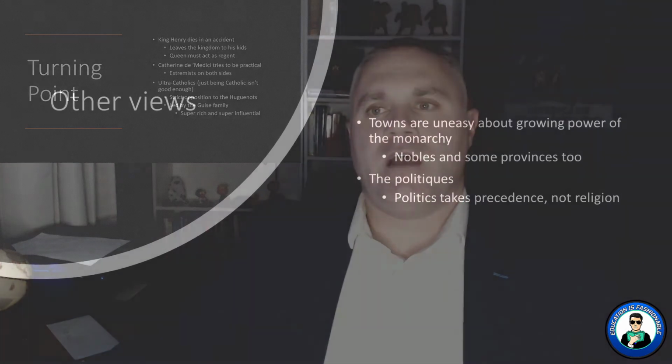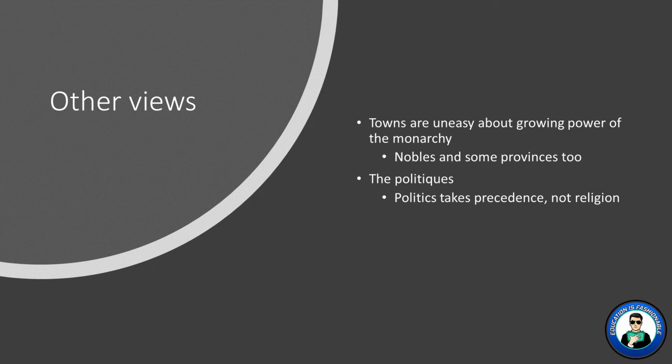Okay. So some other views too: towns are kind of uneasy about the growing power of the monarchy. Remember, since we were talking about new monarchies in our Renaissance chapter, it's this gradual accumulation of power to the kings, and it makes people uneasy. And of course, it's going to make the nobles uneasy too, because they're the ones having their power taken from them. And some of the provinces that France controls are not going to be happy about this movement.